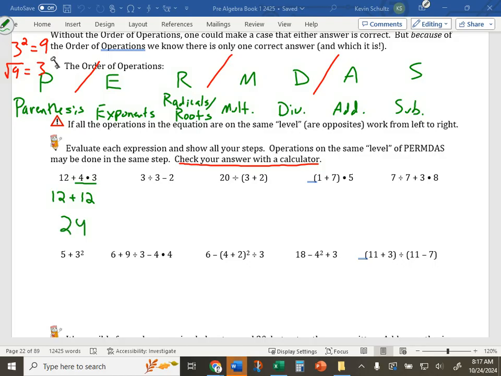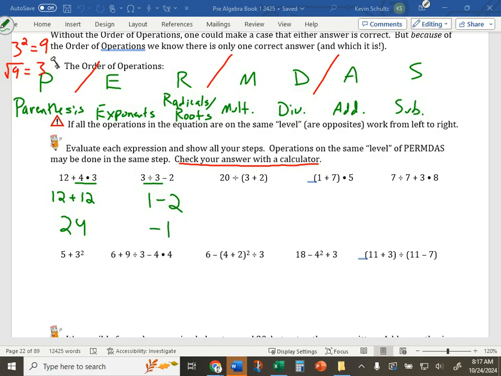So when it says show every step, that's why I want you to do it. Underline what you're doing and then rewrite the expression with that thing done. The next one, 3 divided by 3 minus 2. What's being done first? Madeline? There are no parentheses here. Yes, the division. 3 divided by 3, which equals? 1. And then subtract 2 from that. What's 1 minus 2? Negative 1. That would be your answer here.